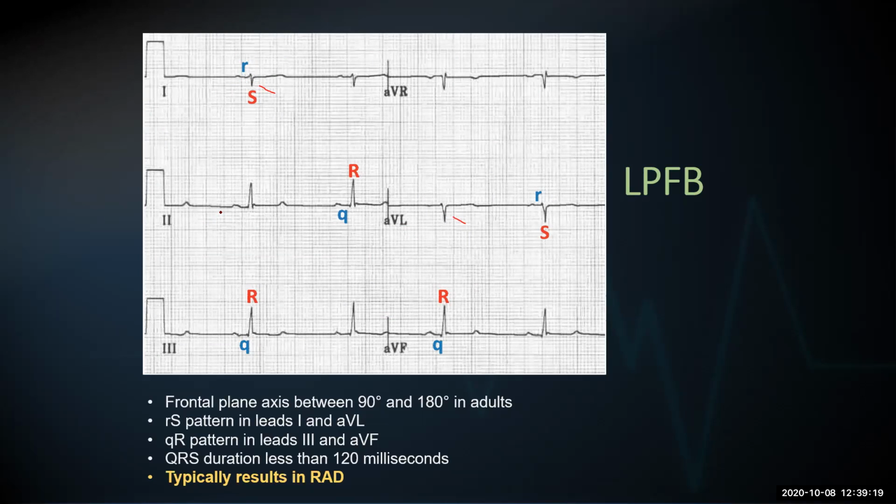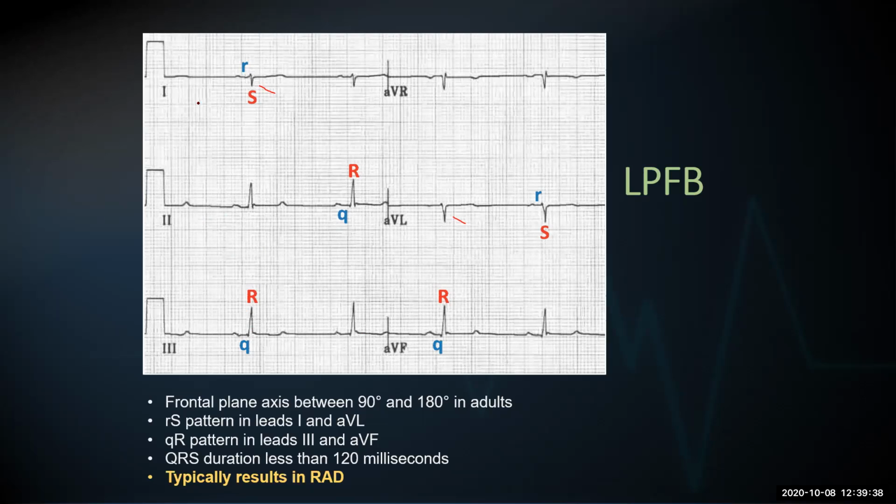And then when we look at 2, 3 in AVF, it's basically, again, a reversal. You're seeing a QR now in 2, 3 in AVF. So the RS was present in 2, 3, AVF, and then we saw QR present in 1 in AVL and left anterior fascicular block, and with left posterior fascicular block, it's the reverse.